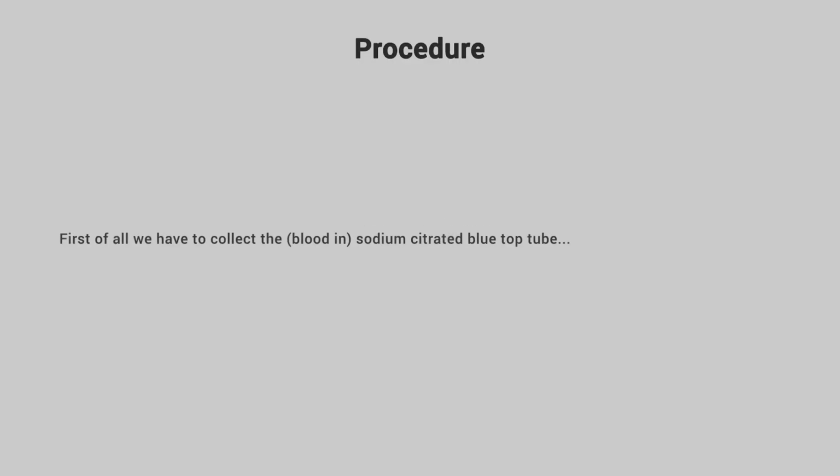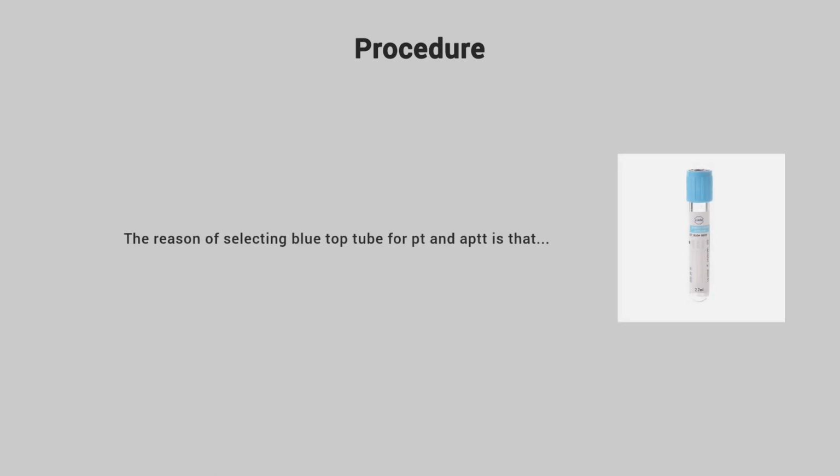Let's have its procedure at the last. First of all, we have to collect the sodium citrated blue top tube. The reason for selecting the blue top tube for PT and APTT is that the sodium citrate present in the blue top inhibits the calcium, which is responsible for clot formation, so that addition of reagents may result in forming the clot and we could note the time period later.